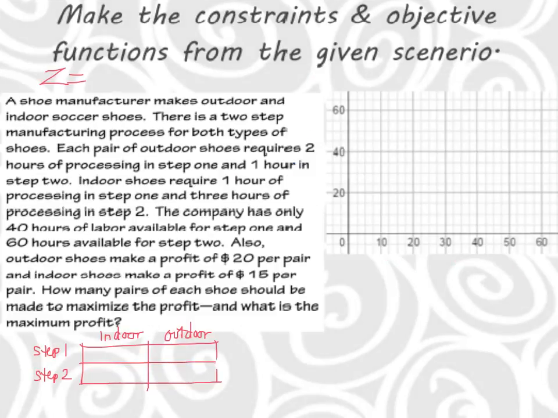Here's an example that has a lot more going on with it, and it's a little bit more confusing. A shoe manufacturer makes outdoor and indoor soccer shoes. There's a 2-step manufacturing process for both types of shoes. Each pair of outdoor shoes requires 2 hours of processing in step 1. Okay, so these are outdoor shoes, 2 hours of processing in step 1. So I'd put a 2 right here.